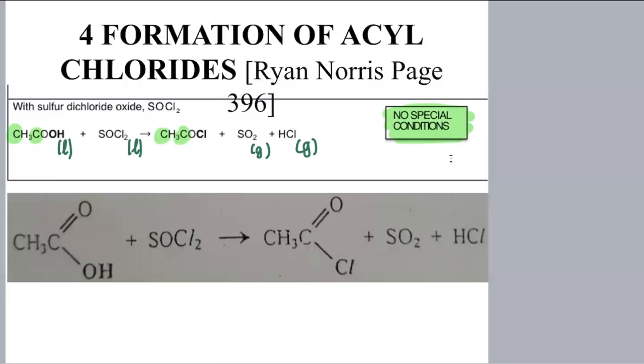Okay, so these 3 reagents will give you the same acyl chloride, but the side products are different. And 2 out of 3 reagents do not need special conditions. You can use PCl5 and SOCl2 straight away, throw them into the carboxylic acid. Only with PCl3 do you need to heat it, you need to warm it.